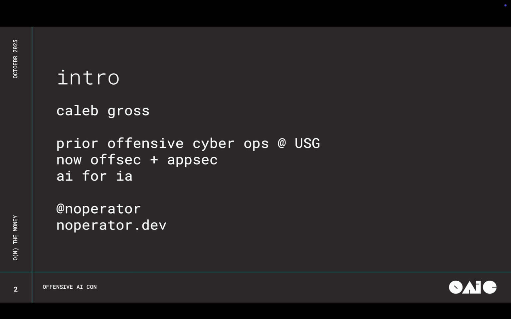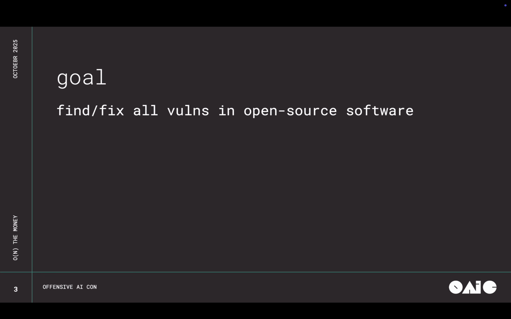Bit of an intro about me. I'm Caleb Gross. I got started doing offensive cyber ops for the US government. Now I do offensive security and application security in the private sector. Super interested in AI for initial access vulnerabilities. You can find me at the handle Noperator most places online.